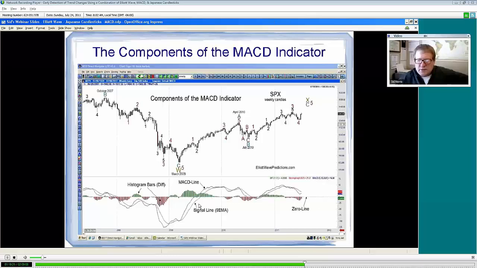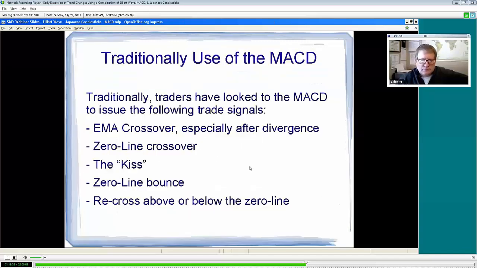And then there's a zero line. So the way my MACD works is if the blue line is above the red line, you get green histogram bars above the zero line. And if the MACD line, the faster of the two lines, is below the red line, you get red histogram bars below the zero line.